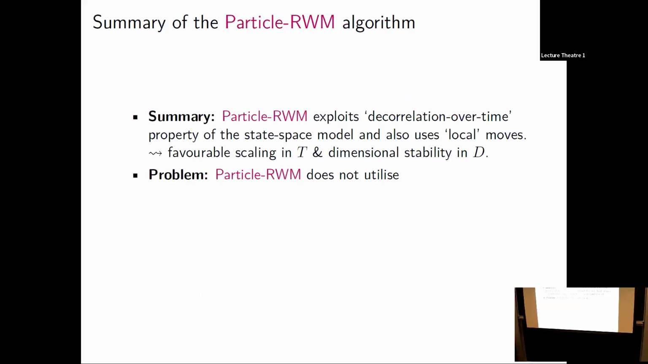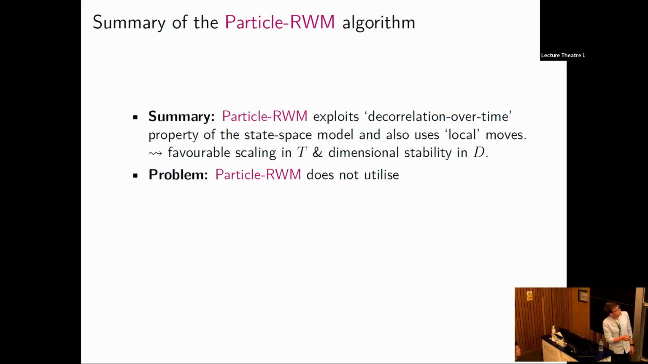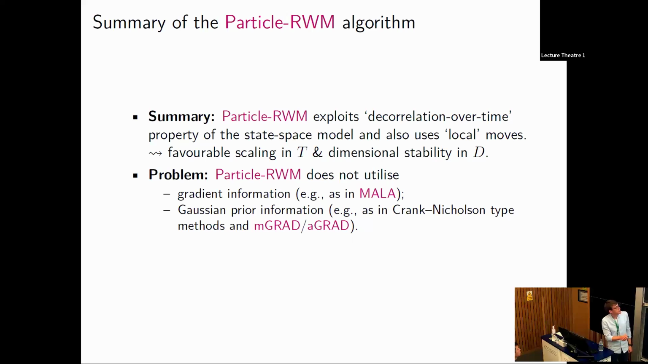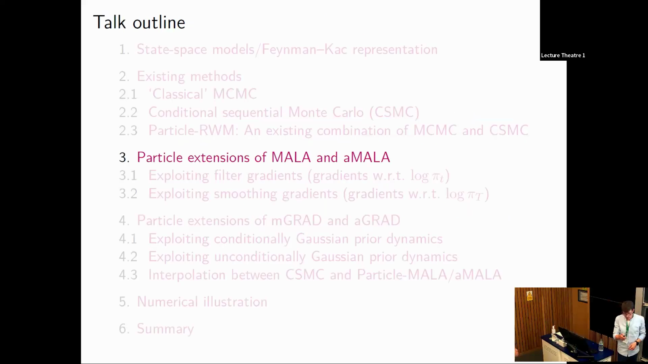Okay, so in summary, we have looked at the particle random-walk Metropolis algorithm, which seems to scale favorably with D and seems to be stable in D, but it does not use gradient information or prior information. If I had a model in which the prior was really highly informative, I would probably want to use a conditional SMC algorithm instead, rather than trying local moves. And so in this talk, I will introduce methodology which fixes both, which extends this methodology to use gradient information and also potentially prior information.